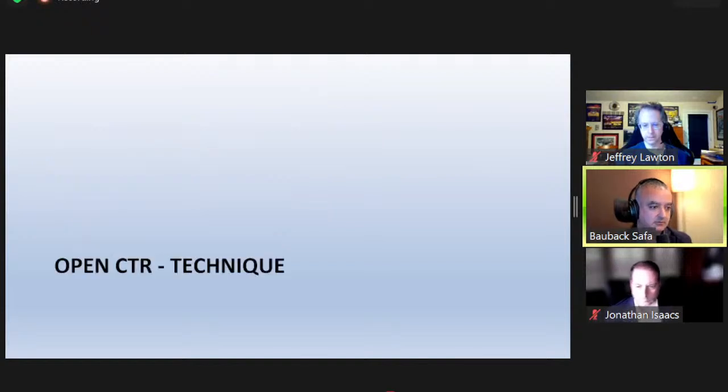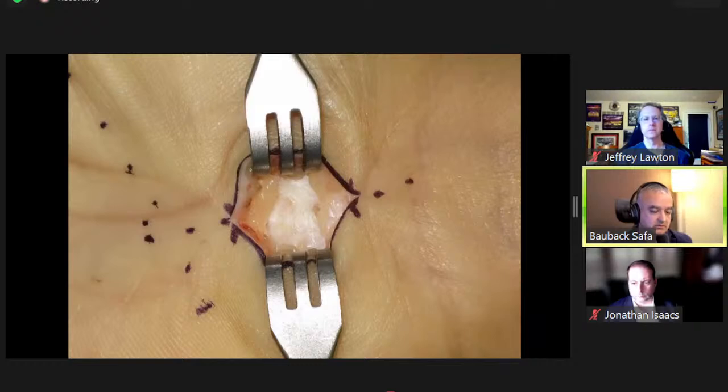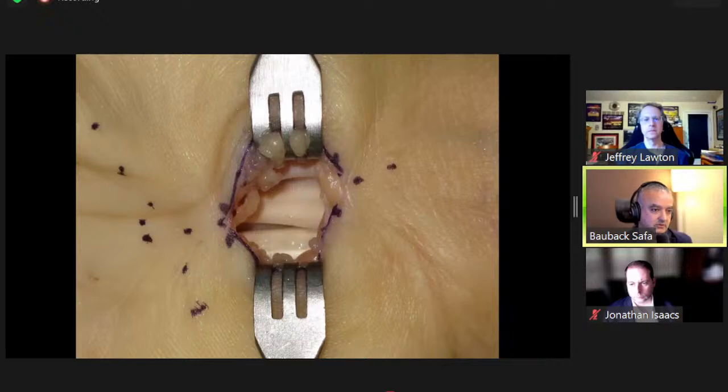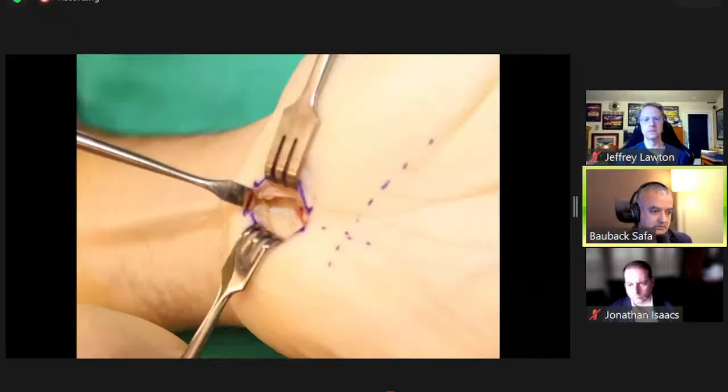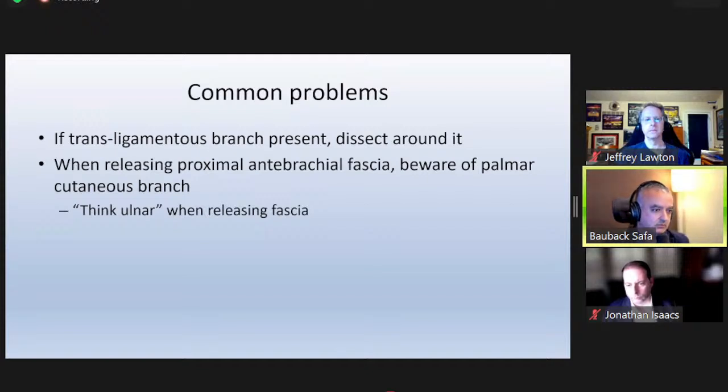Now, from an open carpal tunnel standpoint, Jeff already showed this very well. Obviously, the advantage of this, even if you use a mini approach, is that you go in top down, so you can usually see these branches. So in my experience, the incidence of injuries with the open carpal tunnel does tend to be less, at least in the patients who are referred to me. And even through a very minimal incision, you can actually release the entire ligament. You can feel it distally with your pinky, and proximally you can release a fair bit under direct visualization. And you want to think ulnar a bit when you're releasing the antebrachial fascia proximally, so you don't accidentally get the palmar cutaneous branch.